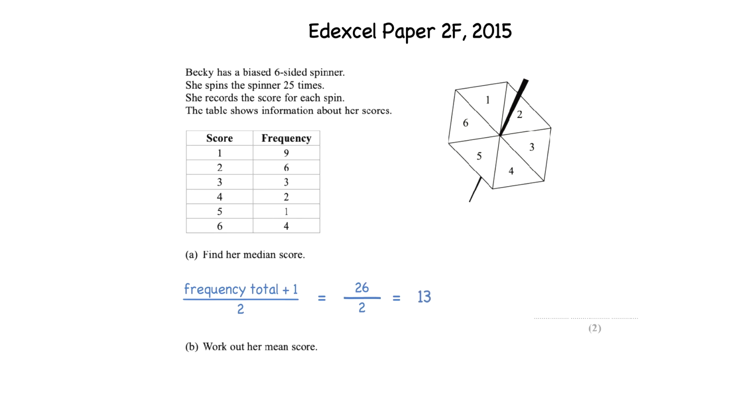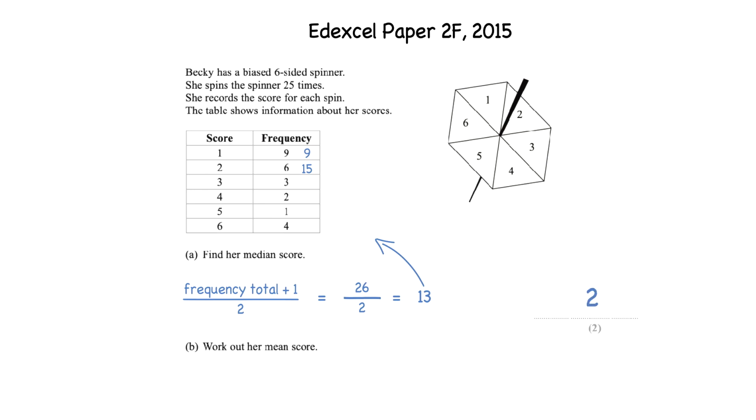We then have to find the 13th piece of data in that frequency table. So the top row of our frequency table will have up to the first 9 pieces of data, and the second row will have the 10th to the 15th piece of data. That means that the 13th piece of data will be in that second row, and that corresponds to a score of 2.